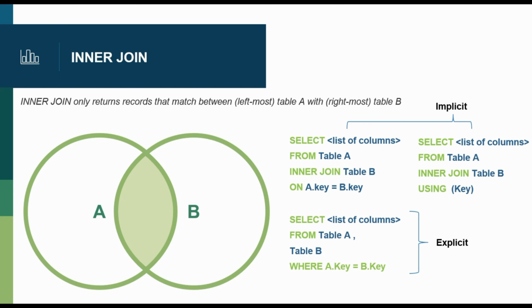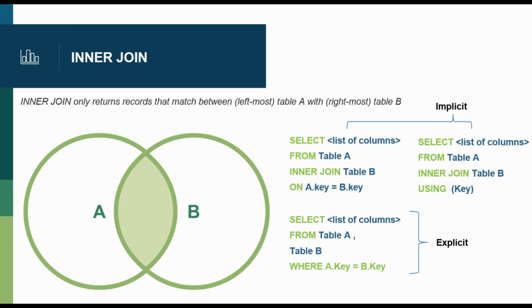The syntax for the inner join can be in an implicit way or an explicit way. Implicit is basically when you're using the inner join keyword. So let's take an example of the first syntax. Select from table A inner join table B on, and then we list the keys from both the tables that we want to join on. That's kind of an implicit way of saying it.